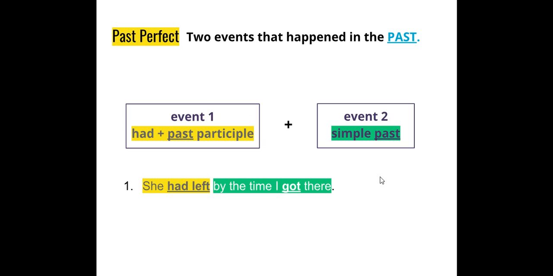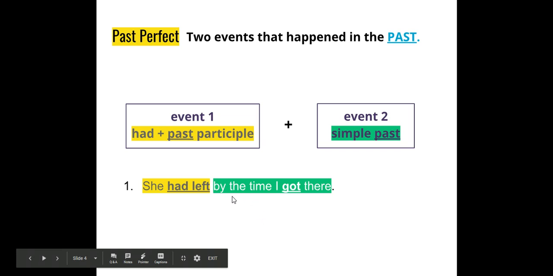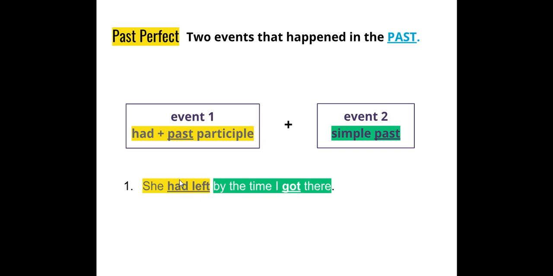Let's see some examples. She had left by the time I got there. So what happened first? We have left and got there, arrived. How do we know what happened first? Well, had plus our PP. So this happened first. She left before I arrived.